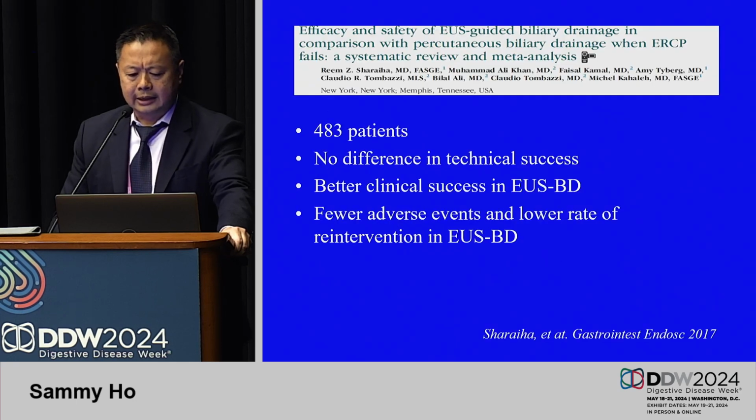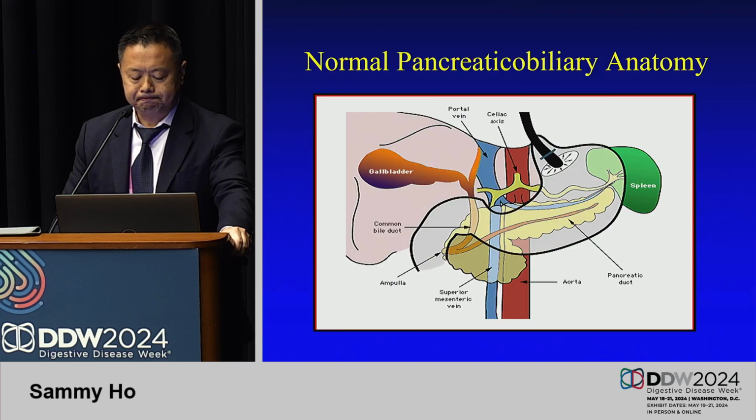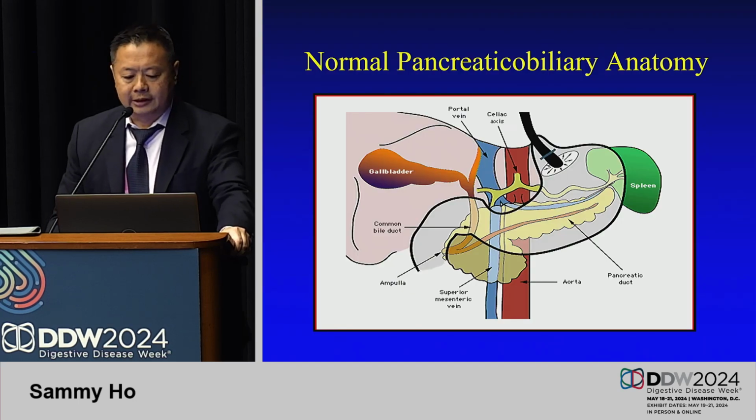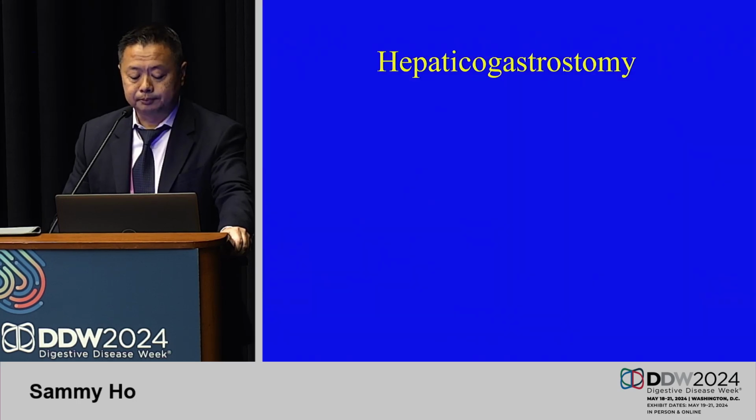In this study, comparing PTC versus EUS guided biliary drainage, there was no difference in technical success, but EUS guided biliary drainage was found to have better clinical success and lower adverse events. This diagram illustrates the fact that by having the EUS scope in various parts of the stomach and duodenum, we have great access to the pancreas and great access into the bile duct, both the left lobe of the liver and also the extrahepatic bile duct.